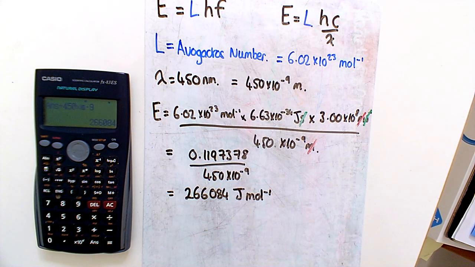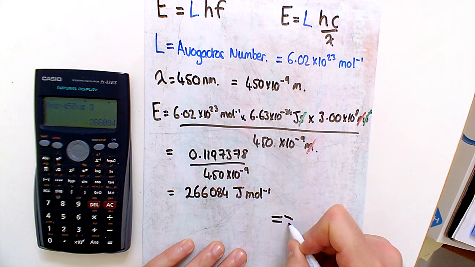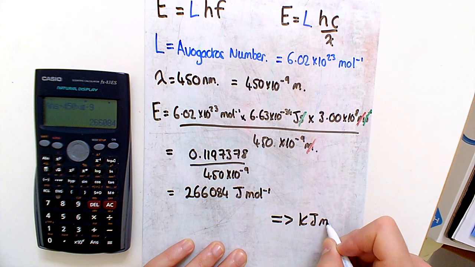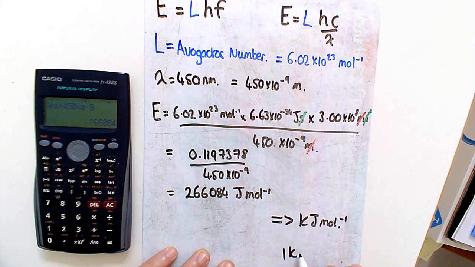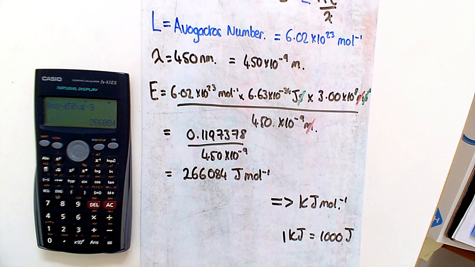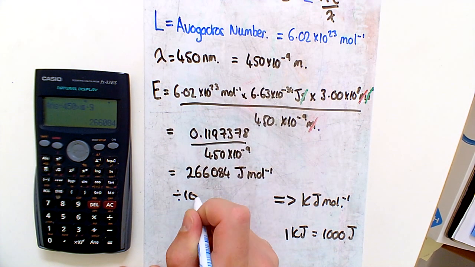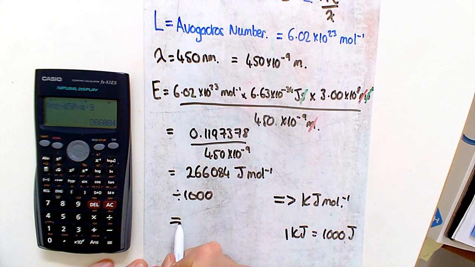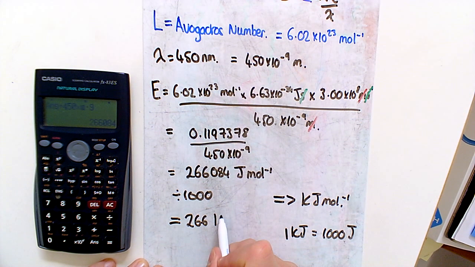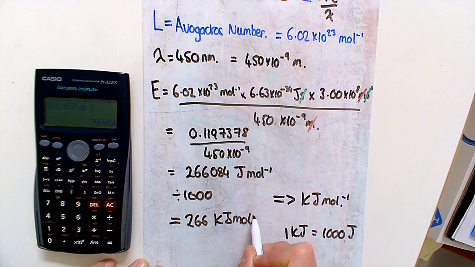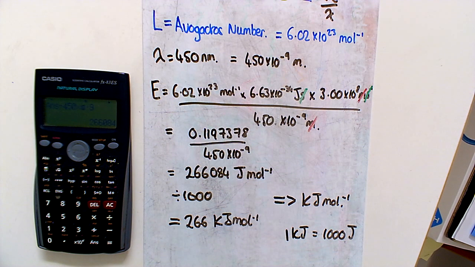Now, if we wanted our answer, we need to turn it into kilojoules per mole. 1 kilojoule equals 1,000 joules. So what we need to do is divide by 1,000, which gives us 266, if we're rounding up to the nearest whole number, kilojoules per mole of photons.